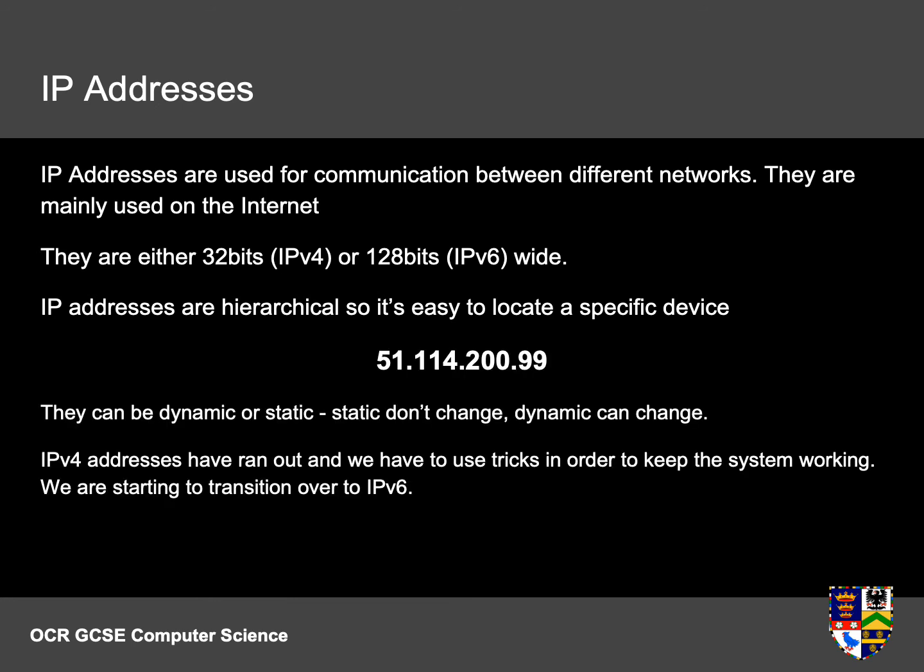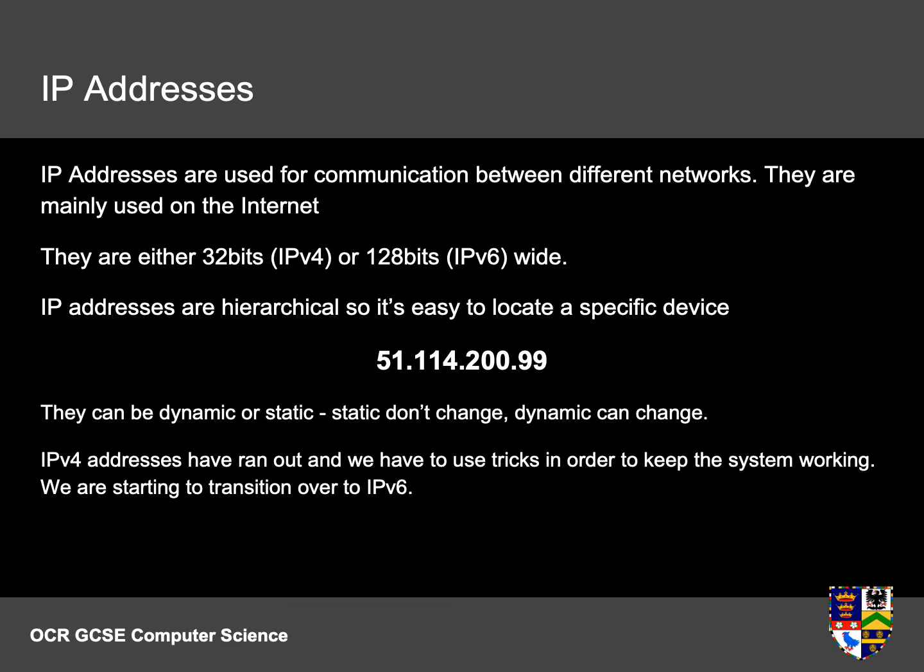So if we look at this IP address here, that's an IPv4 IP address. If you want to send some data to that computer that's got that IP address, the first thing you would do is send that data to an internet router that has the IP address which is 5.1, and you'd ignore the rest of it. And once it's on a 5.1 router, that router can then direct it to a 114 router, which has that same 114 address, and so on until we get down to 200 and then 99.